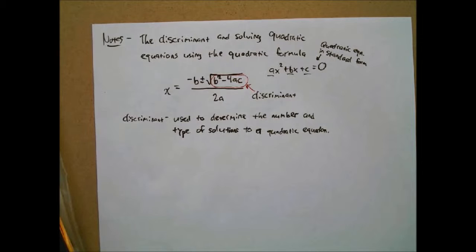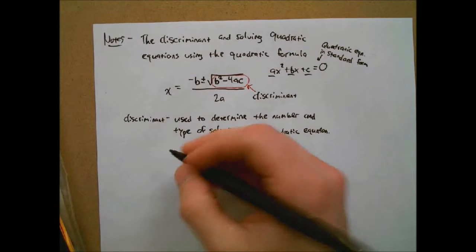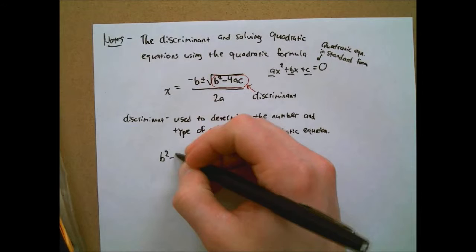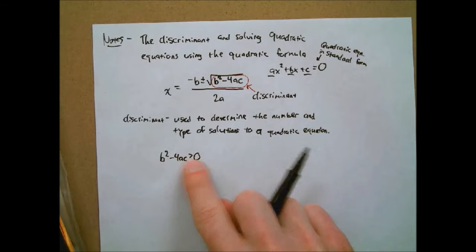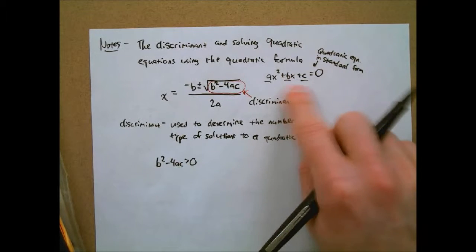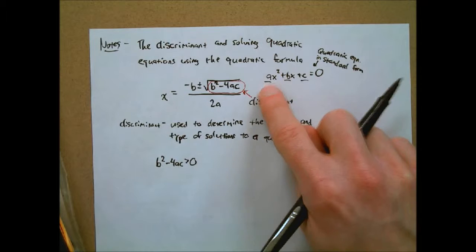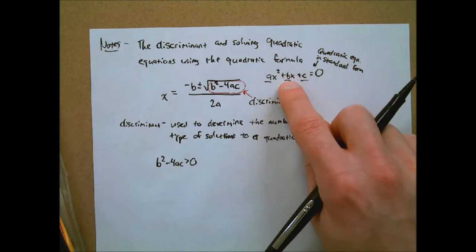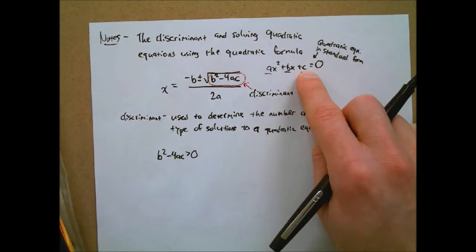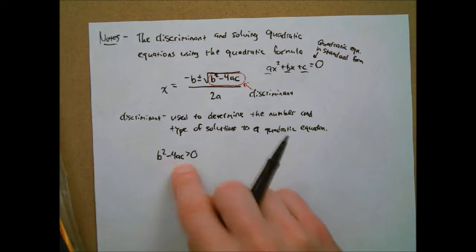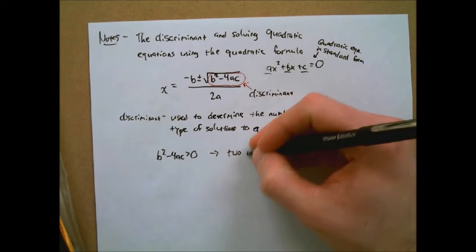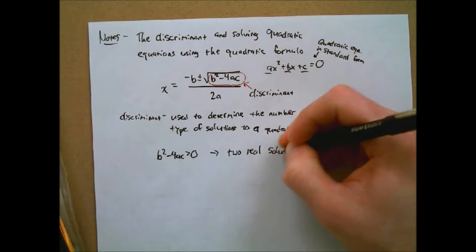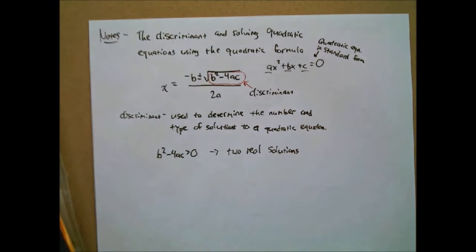Here's how we're going to use it. If b squared minus 4ac is greater than 0, and again, the a, b, and c all come from our standard form quadratic equation: a is the coefficient of the x squared term, b is the coefficient of the x term, and c is just the constant term. If you do this calculation and it's greater than 0, that means we have 2 real solutions.